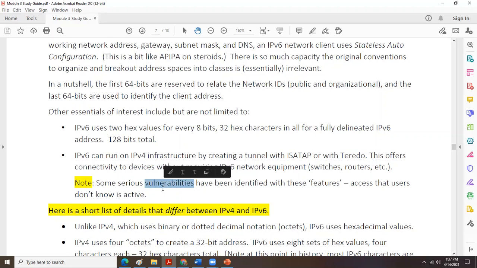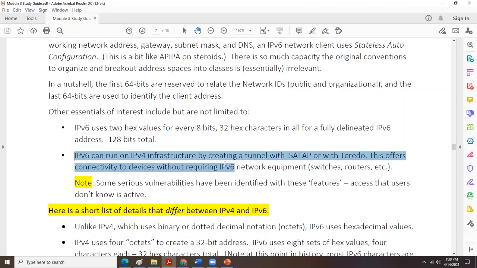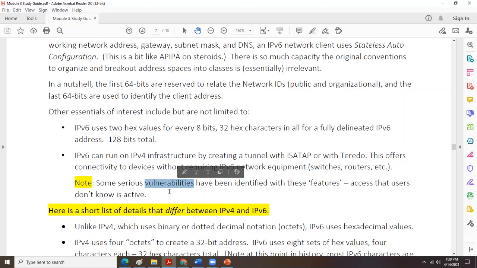So here's the problem. If you have a device that's IPv6 enabled and IPv6 is not properly running, but it decides it's going to tunnel across, it's going to use the old infrastructure as a tunnel. When it sets up the ISATAP and Teredo protocols, you can have some connectivity through to people you don't want active on your network. There have been some serious vulnerabilities identified when those features are active and users don't know they're active. So what's the best practice? It's this adaption that was designed to help people transition to IPv6 that was actually exploited by hackers.